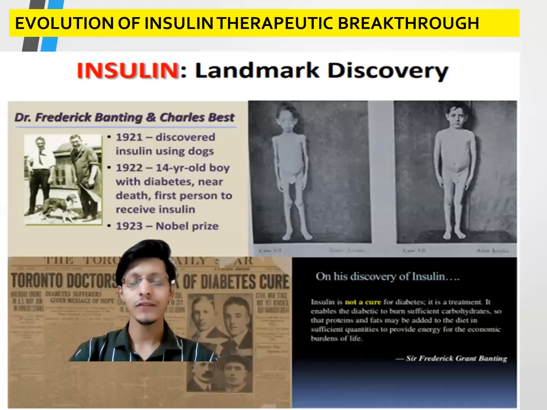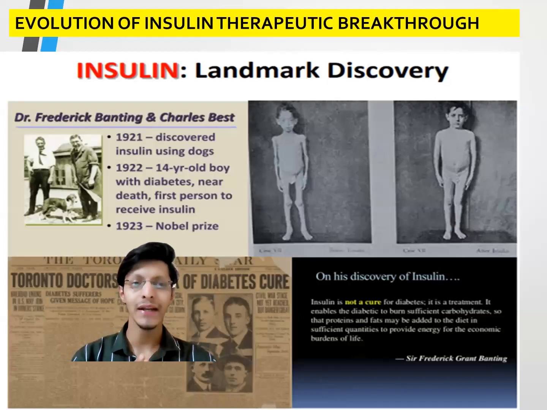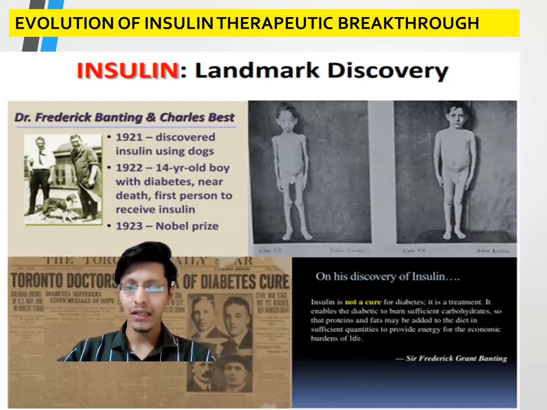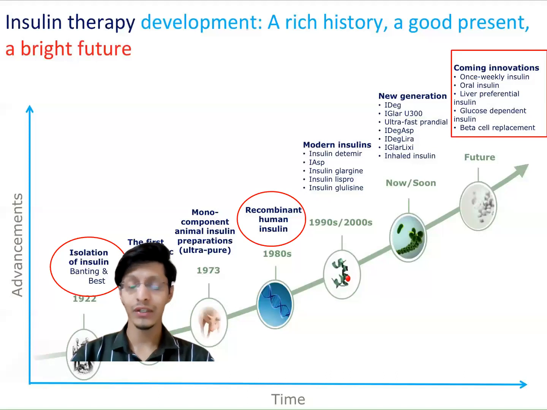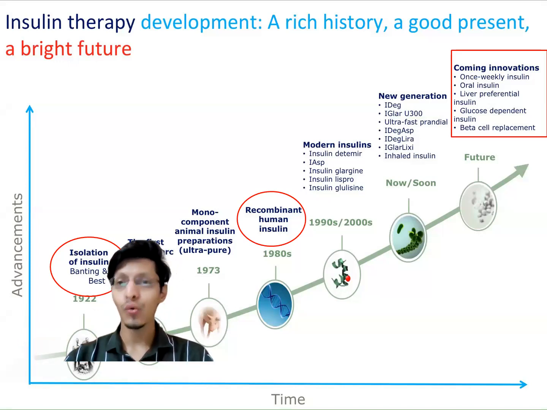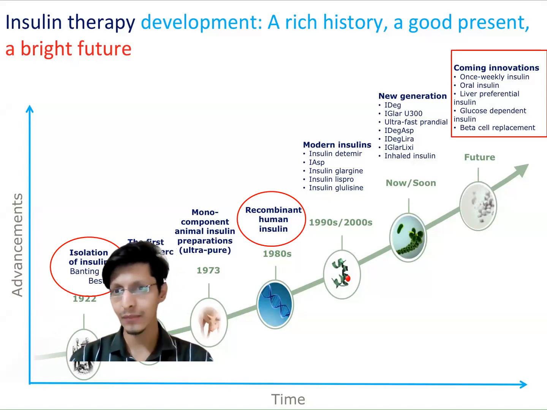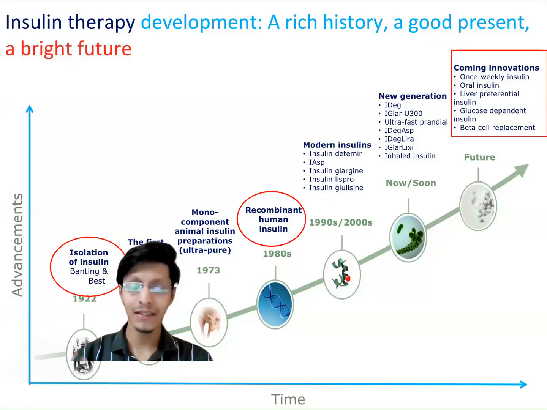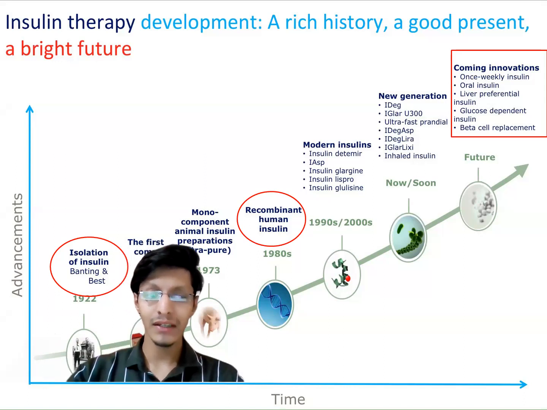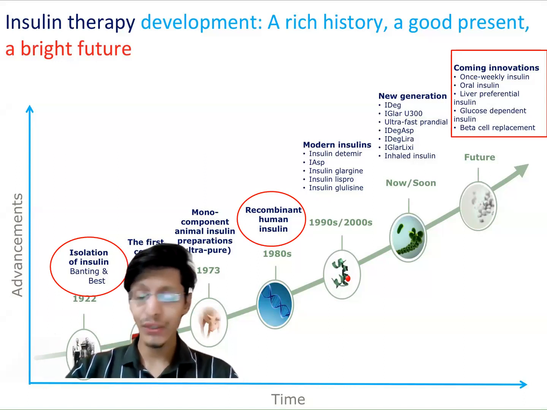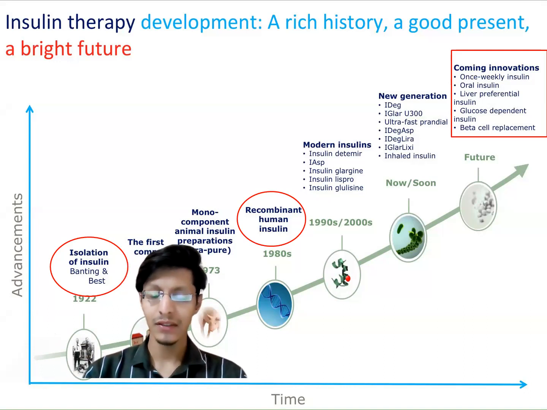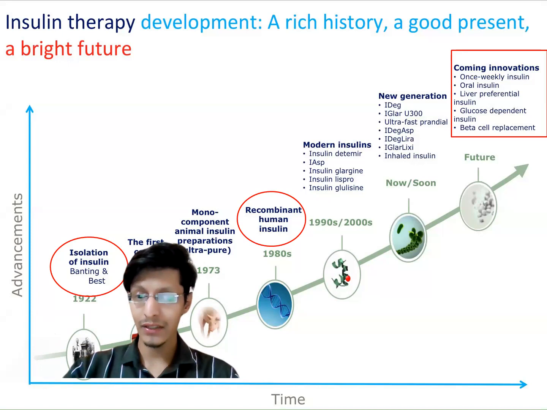Let's go. So first of all, we all know in 1922, Banting and Best discovered insulin, and it was such a breakthrough in the history of mankind. And since then, it evolved. Since 1922, recombinant insulin was found in 1980, and what is new for us is that now the once weekly dose of insulin is coming up. Oral insulin is coming up, liver preferential insulins are coming up, glucose dependent insulin and beta cell replacement methods are coming up. So how are they going to help us? They are going to create history by reducing the pain which a patient usually suffers. Okay, we are here to reduce the pain.